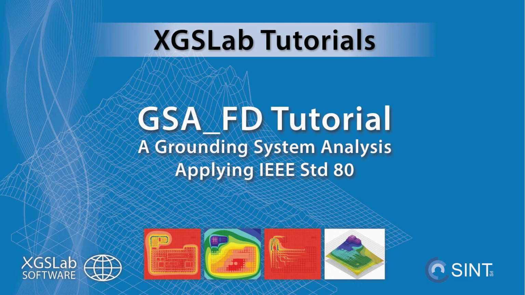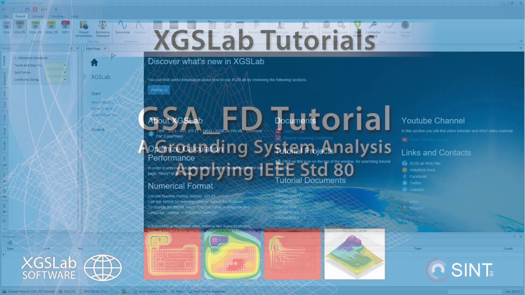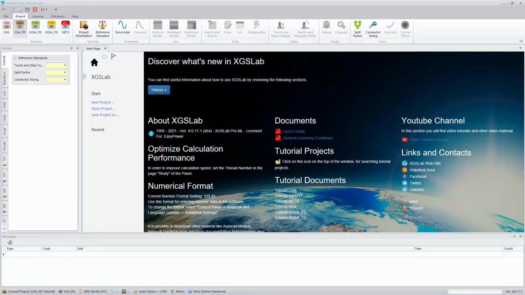In this tutorial, we will step through the GSA FD module referencing the IEEE Standard 80. So you can see that we've already selected our project and selected the GSA FD module. Here on the start page, you can find some reference information from the tutorial documentation. Also, you can find the links to our YouTube, and you can find some more informational videos on our website. The reference for our DXF is available on the help desk area.